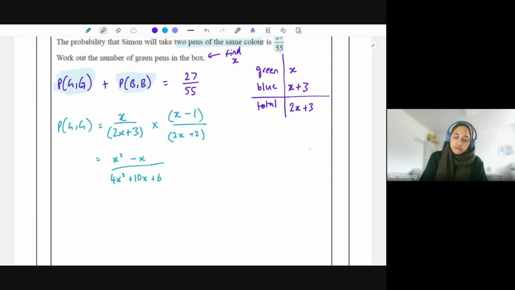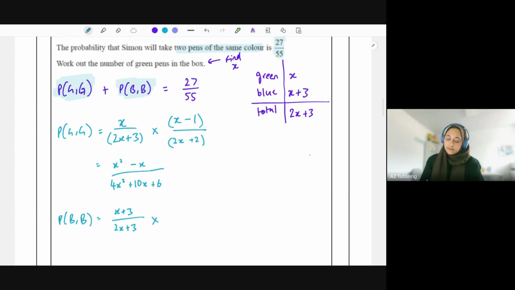So we've done probability of green, green. Now let's do probability of blue, blue. So the probability that the first one will be blue is x plus 3, which is here, out of the total, which is 2x plus 3. And just like last time, we're timesing. The probability that the second one will now be blue is 1 less. So it's not x plus 3 anymore, it's x plus 3 minus 1 because there's 1 less blue pen. So it's x plus 2 over, the total is no longer 2x plus 3, you've taken 1 out, so it's 2x plus 2.